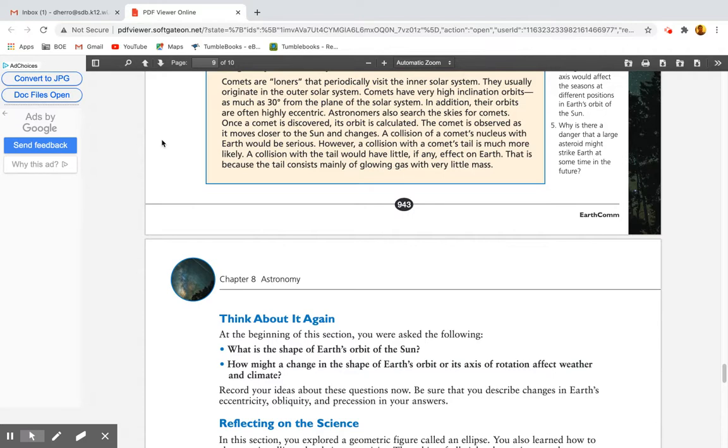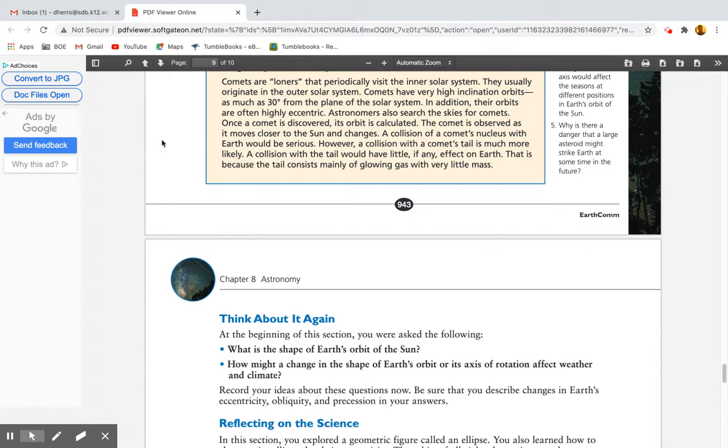Astronomers also search the skies for comets. Once a comet is discovered, its orbit is calculated. The comet is observed as it moves closer to the Sun and changes. A collision of a comet's nucleus with Earth would be serious.